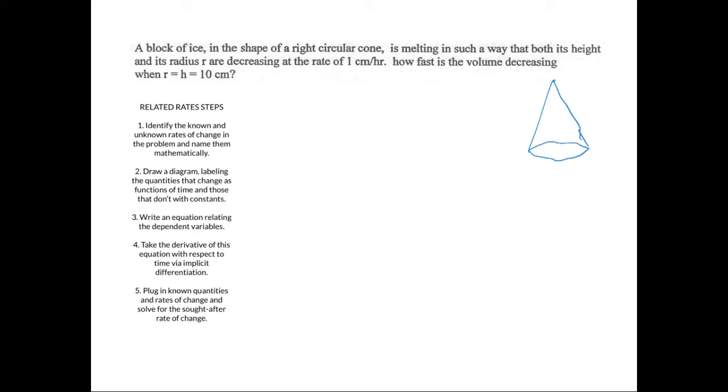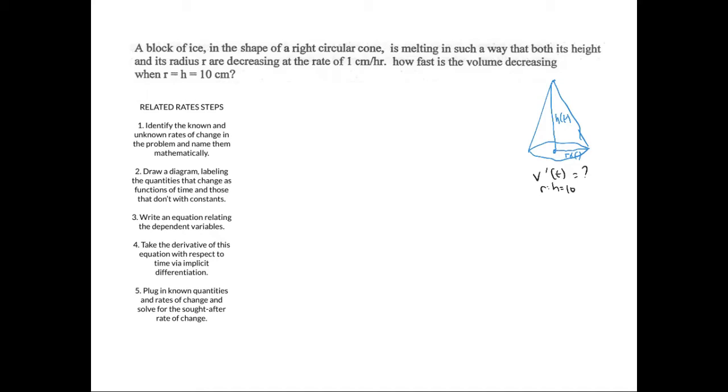In this case, the entire cone is actually changing size. They tell you it's a block of ice and it's melting. So I'm going to label its height as h of t because it's changing with respect to time, and its radius as r of t because it's also changing with respect to time. When I go to look at the rates of change, the problem says how fast is the volume decreasing? So I want to know how fast the volume is changing. So what I want is v prime of t when r equals h equals 10.